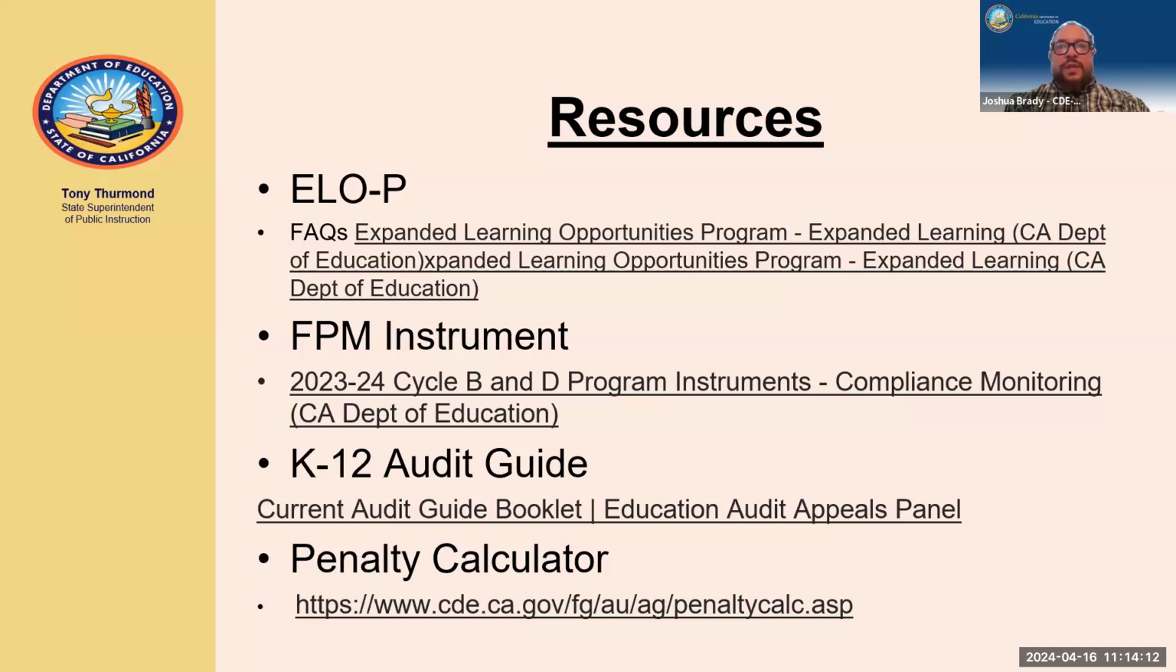Another important resource, the FPM instrument, as mentioned before. There will be two separate instruments, one for expanded learning and one for fiscal monitors. Again, the K-12 audit guide, that's the link, and then the penalty calculator. You can play around with it, but as Iqbal said, this is something that the auditors will be using as well as informing school fiscal services. So I'm going to stop sharing my screen.